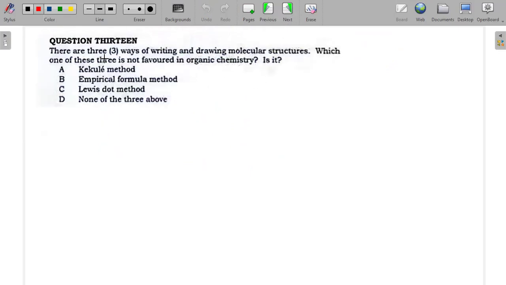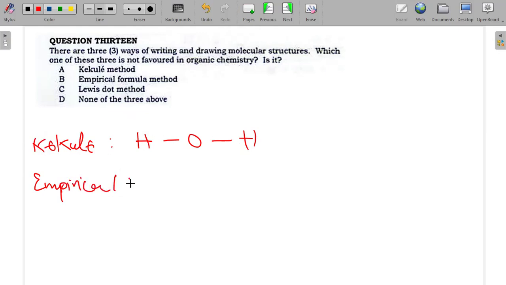Question 13, they're saying there are 3 ways of writing and drawing molecular structures. Which one of these 3 is not favored? We have the Kekule structure method. The Kekule is the one where you use lines to show bonds. For example, in water, it will be shown like this. And then the empirical is where you write the formula. So for water, it's just going to be H2O.